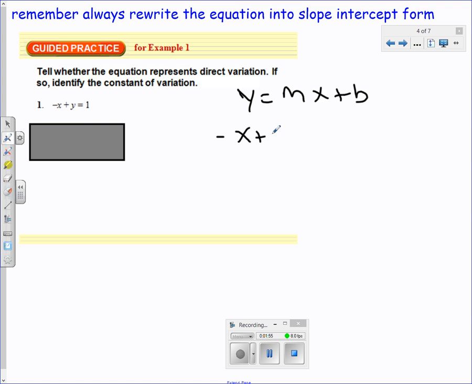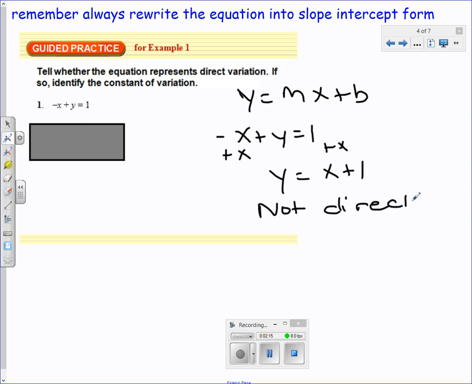Negative x plus y equals 1. How do I get negative x to the other side? Opposite of negative x is positive x. So I have y equals x plus 1. Is this direct variation? Well, our y-intercept isn't 0, so the answer is not direct variation. And that is what you need to add at the bottom for your final answer.